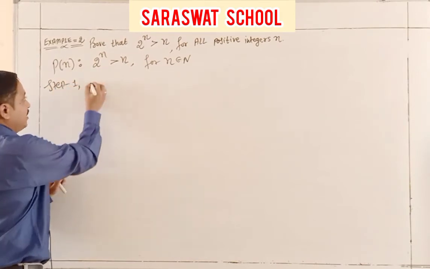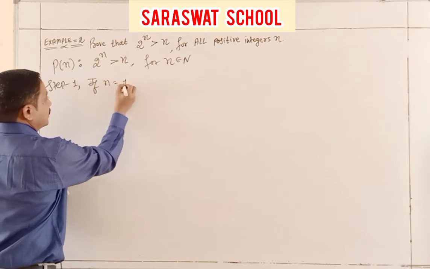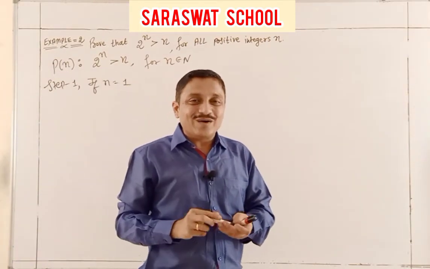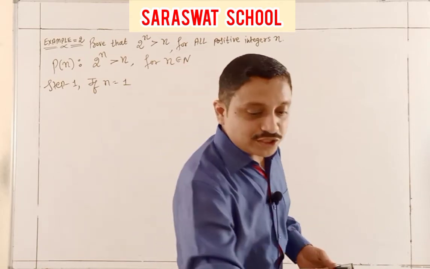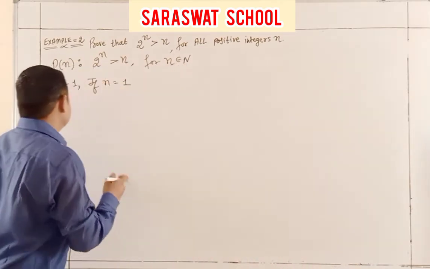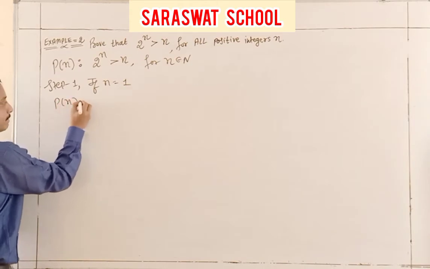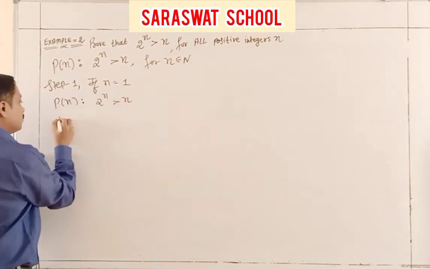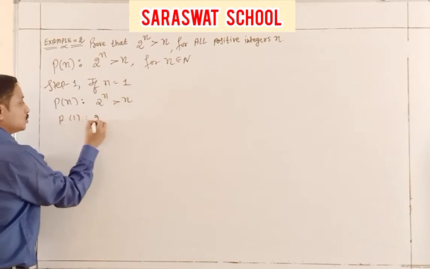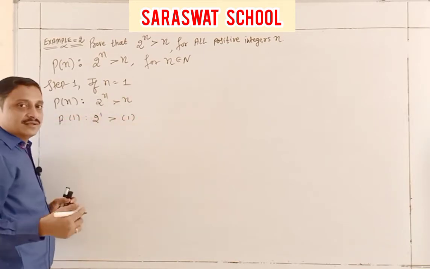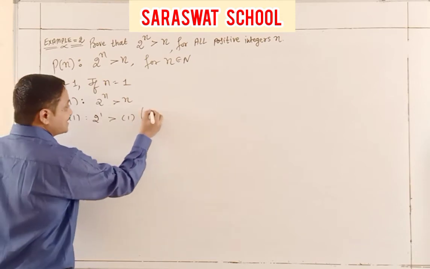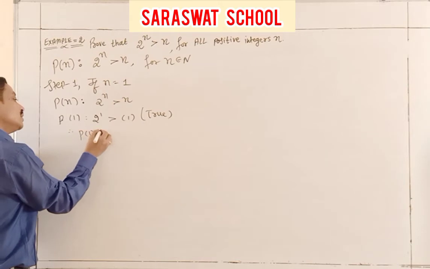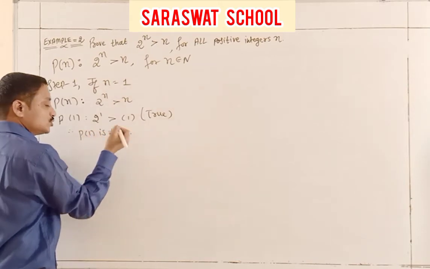Step 1: if n is equal to 1, students, you never write down LHS and RHS. Only go to our data and put n is equal to 1. So my P of n, which is 2 raised to n more than n, becomes P of 1: 2 raised to 1 more than 1. And what is 2 more than 1? Yes, it is true. So I just write down P1 is true.